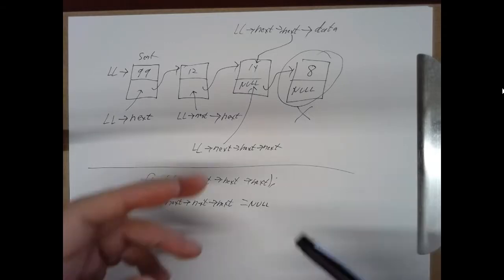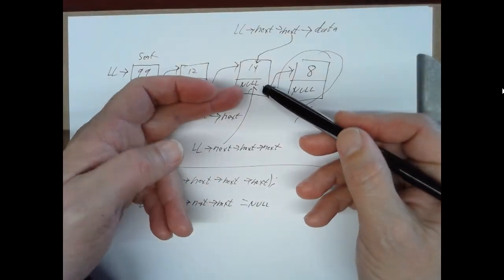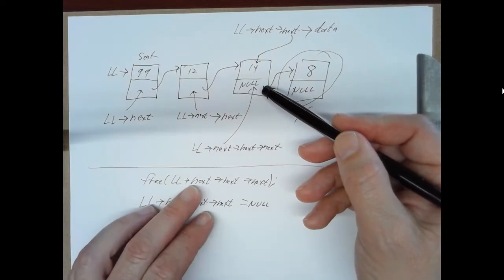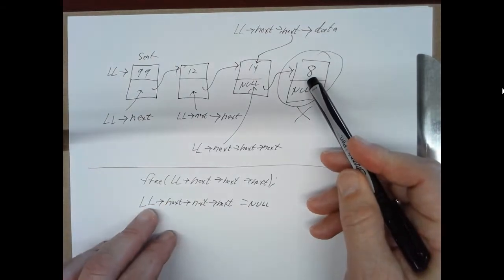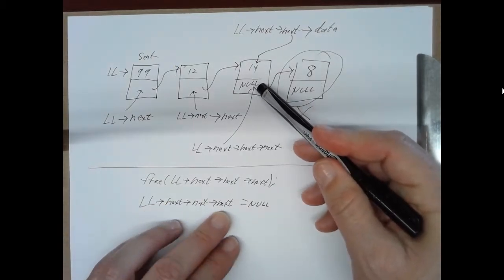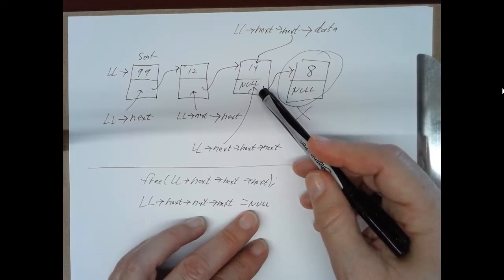LL next, next, next is the value of this block. This is some location in memory. This is saying free that location in memory. So that sends us back into the heap. And now we say take this location in memory, LL next, next, next, and set it equal to null. And there's no conflict there.